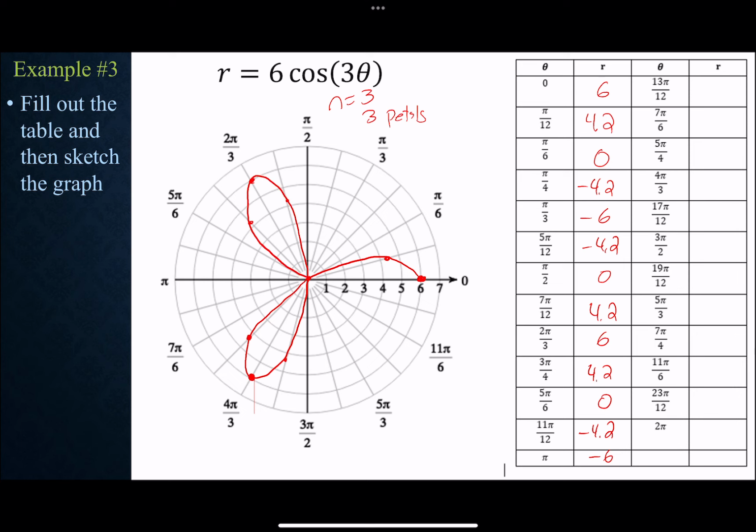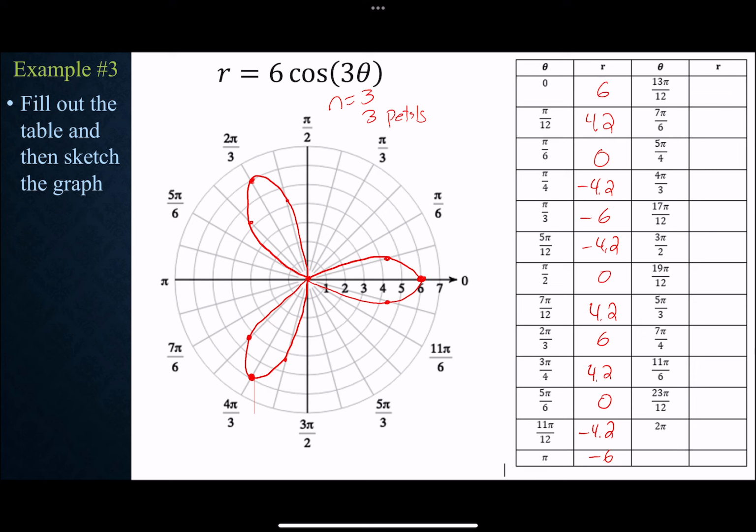And then at 11 pi over 12, which would be over here, it's now going to go across to negative 4.2, so it's equivalent to 23 pi over 12. And then pi is negative 6, so it's going to cross to 0. And we're going to create here, and you can see we now have everything we need. Now create our 3 petals.